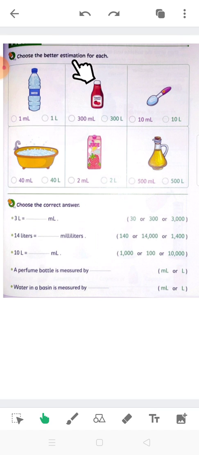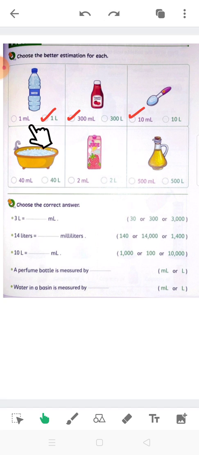Choose the better estimation for each. We have here a bottle of water. It's not 1 milliliter, it's very tiny, very small, so we can choose 1 liter. This ketchup, is it 300 liter or 300 milliliter? It's 300 milliliter.